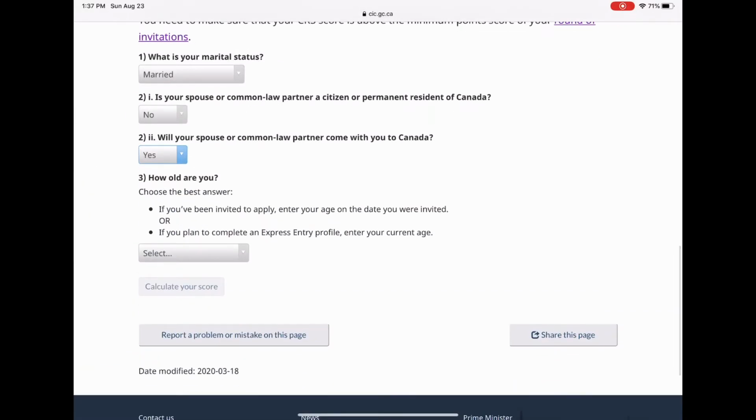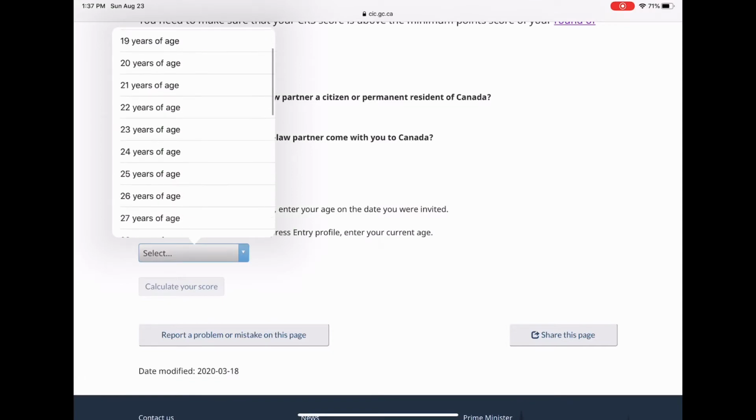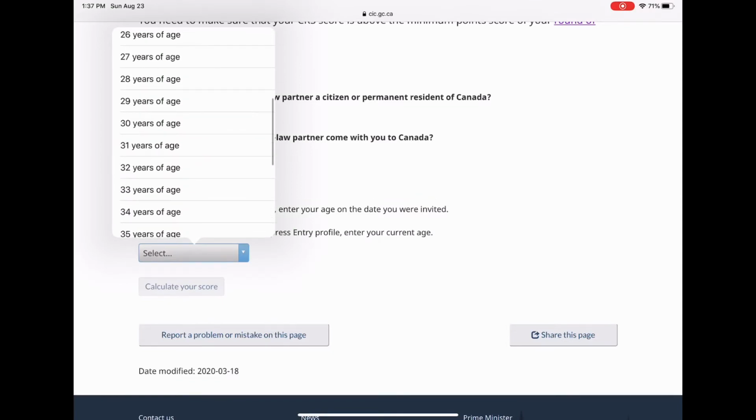Well, I have to say that if you decide not to bring your spouse with you, it's gonna take a while after you come here. So the best thing to do is always apply with your spouse. But yes, if it's too low a score for you, you can definitely do the processing without your partner. How old are you? I was 31 when I applied, so I'm going to put 31.